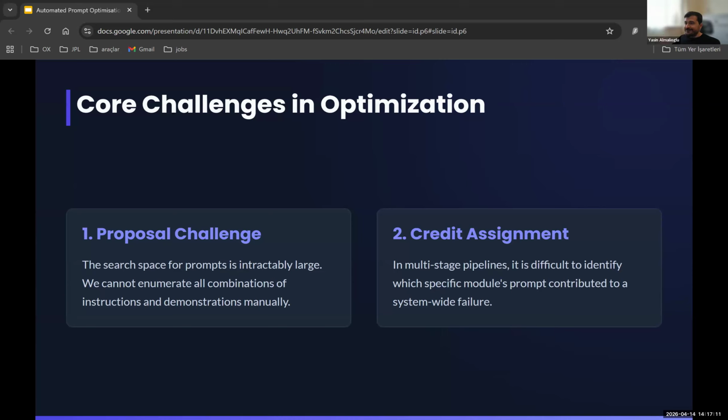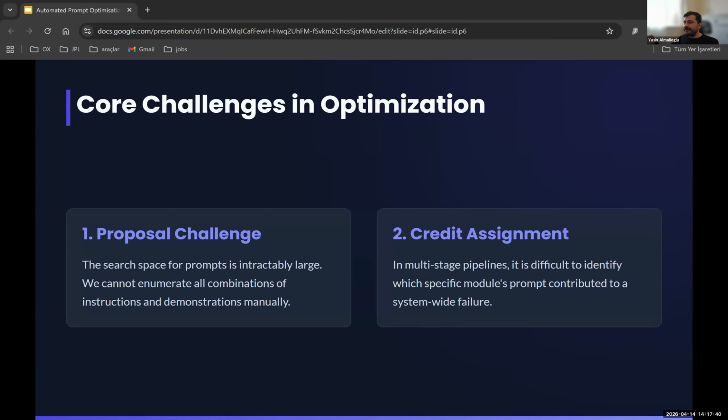Of course, maybe I made it sound a bit easy. However, there are some quite difficult, big problems here that we need to understand. First thing is about the proposals. In the very first slide, I talked about how everybody comes up with a different prompt, with a different idea and so on.